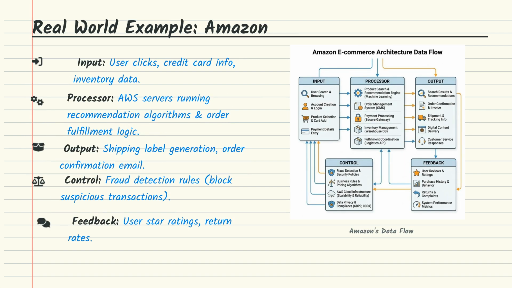Consider the real-world example of Amazon's e-commerce architecture. Inputs include user clicks and inventory data. The processor runs recommendation algorithms. Output is the shipping label and confirmation. Control involves fraud detection, and feedback comes from user ratings and return rates.